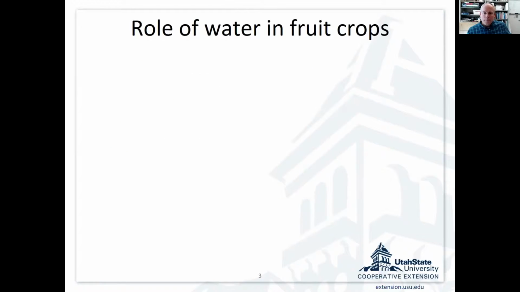So going back to your high school biology, I know this is going to be very basic, but I want to just review what is the role of water in fruit trees and berry crops, because that is related to the kinds of disorders and situations that we see when we don't manage our water appropriately.